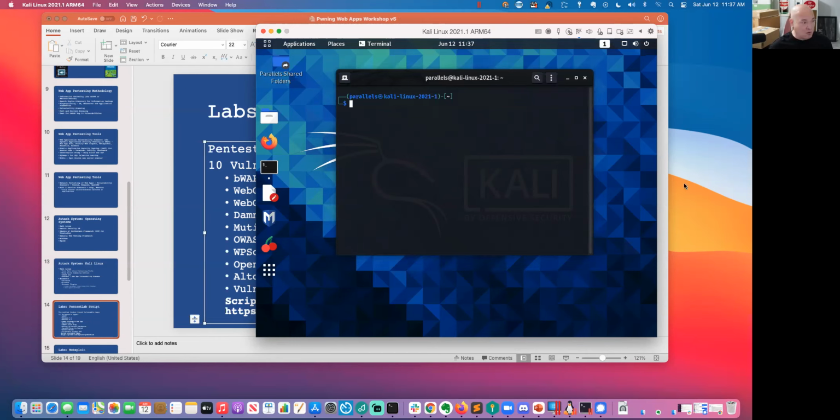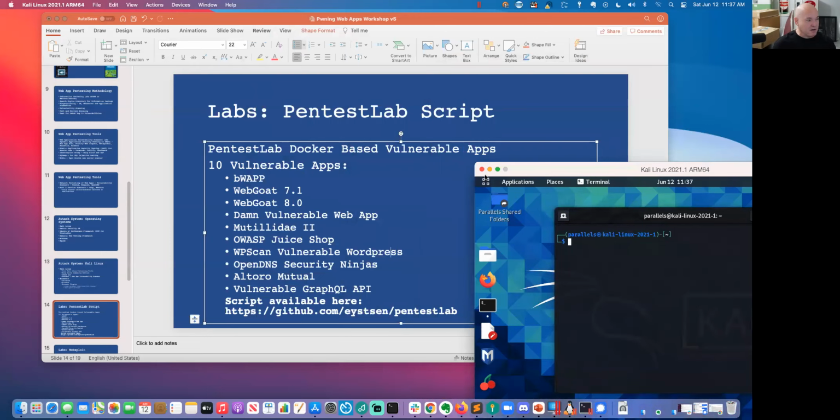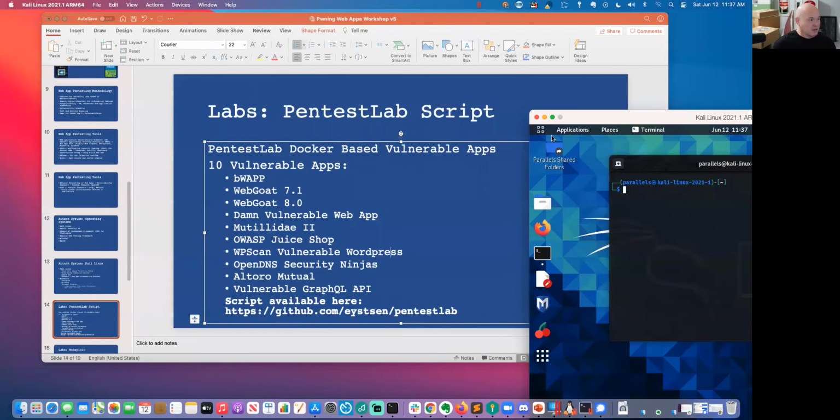And so with this script I shared with you, if you go back and look, these are all the different applications that run on here. You've got all the major applications: Buggy Web App, the WebGoat series, Damn Vulnerable Web App, Mutillidae 2, OWASP Juice Shop, which is a really good one, and WPScan Vulnerable WordPress. This is good because you can use the WPScan tool, which is a really good vulnerability scanner for WordPress vulnerabilities, so you can test that on there. All these different apps are Docker-based apps, and you can run all of them on there. So you've got these 10 different applications that you can test.